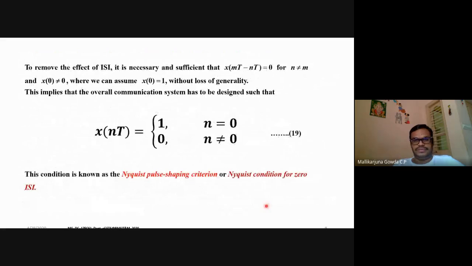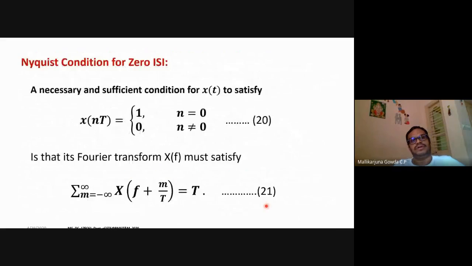So this slide is very, very important, what you are supposed to understand. x of nT is equal to 1 when n equal to 0, and it is 0 when n is not equal to 0. This is the necessary and sufficient condition for x of t to satisfy zero inter-symbol interference. Any questions you have?